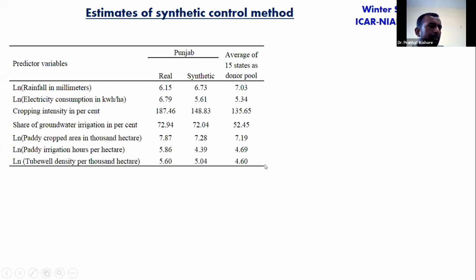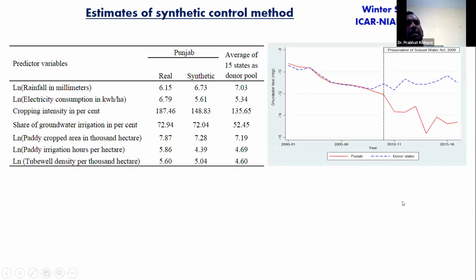So what you can find is that the synthetic created by the SCM is much better than the average of the 15 states, which is what earlier people used to take. If you take the average of that value versus what the synthetic is giving, the synthetic is much closer to the real. And why is this? Because it gives weight to the states which bear more resemblance to Punjab based on the variables which we include in the model.